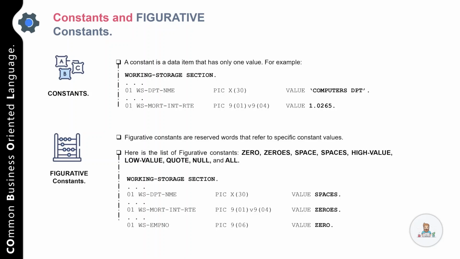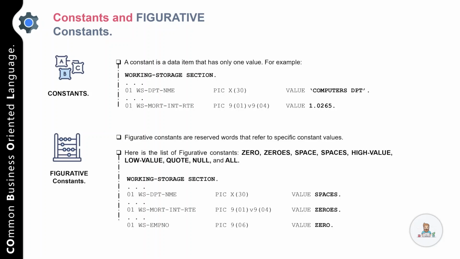For example, in case of department name, which is X of 30, that is alphanumeric, I've used a value clause along with spaces. Spaces is a figurative constant, and what will happen when you run this program? This particular variable, department name, is filled with all spaces. That means all 30 bytes will have spaces as an initial value. And you can very well override the value of department name in your program during the execution.